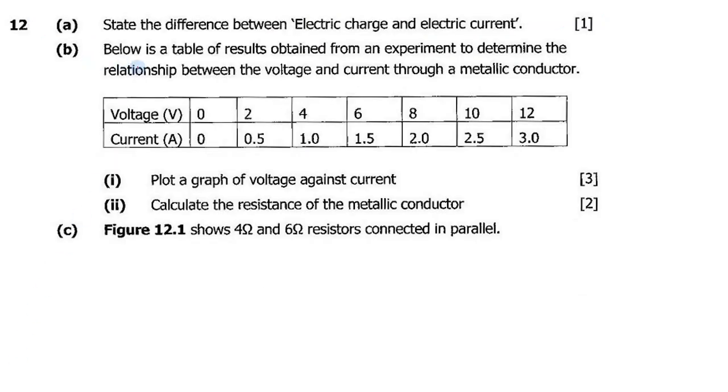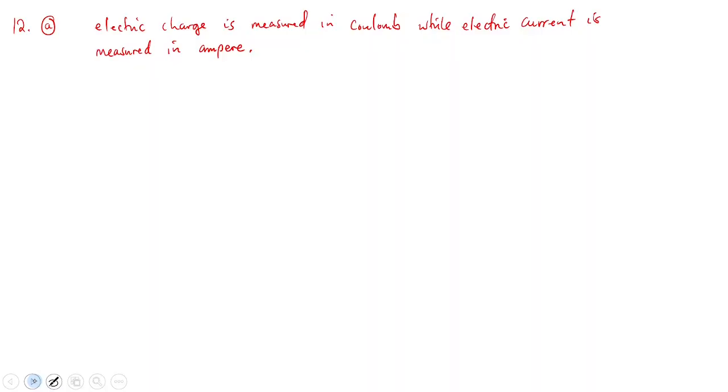Then here B, they're saying below is a table of results obtained from an experiment to determine the relationship between the voltage and the current through a metallic conductor. Okay, so this is voltage, these are the values. This is current, these are the values. Then they're saying plot a graph of voltage against the current. Then part 2, calculate the resistance of the metallic conductor. Then part 3, okay, so let's first start with B, where we are going to plot a graph of voltage against the current. So we are going to do it from here.